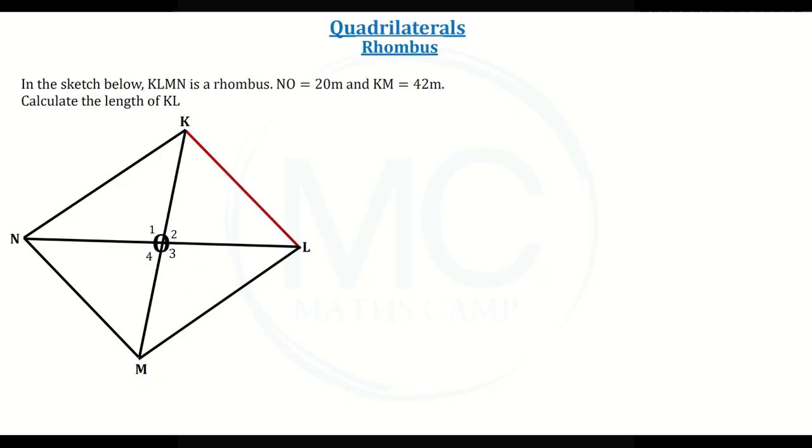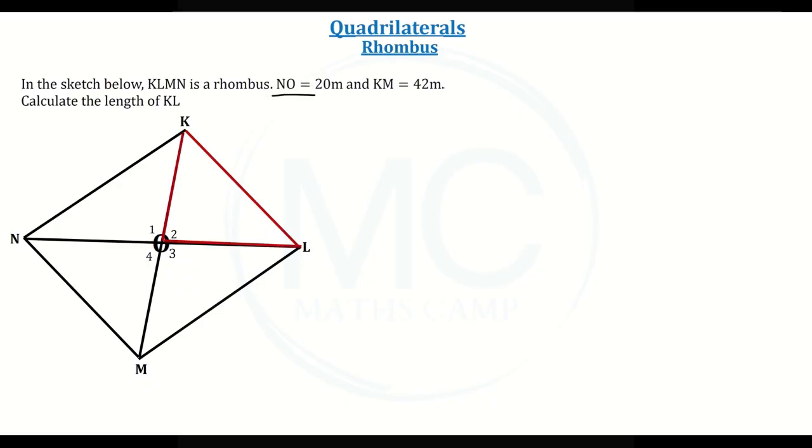We know that all four sides of a rhombus are equal in length, but without a given side, we can't use this to find the length of KL. But KL is also part of triangle KOL, so let's make this triangle red.